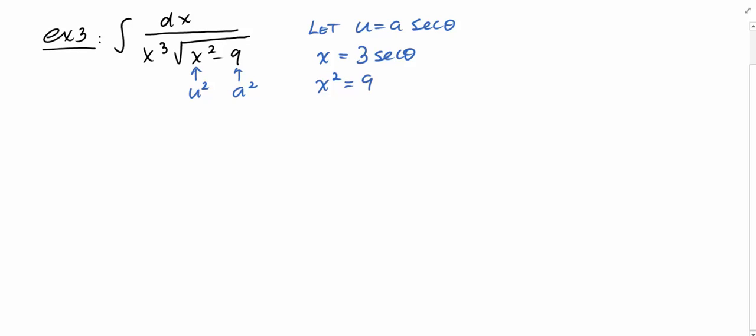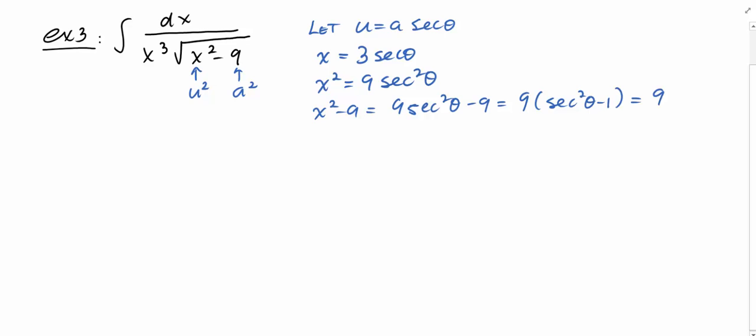x squared equals 9 secant squared theta. And then x squared minus 9 will be 9 secant squared theta minus 9. Okay, let's see what that looks like if you factor out the 9. That's going to be secant squared theta minus 1, and that's an identity. And so that turns into 9 tangent squared theta. So now if we put that under the radical, x squared minus 9 will really just be 3 tangent of theta.